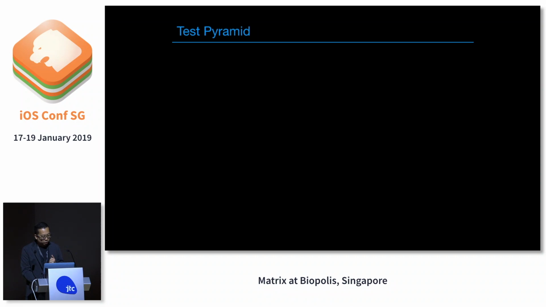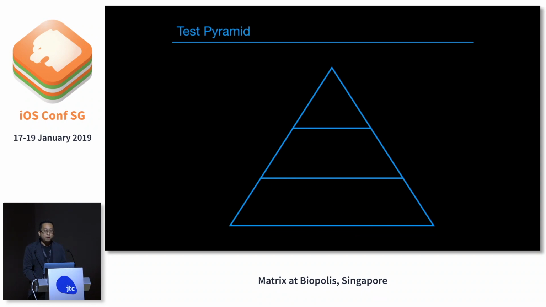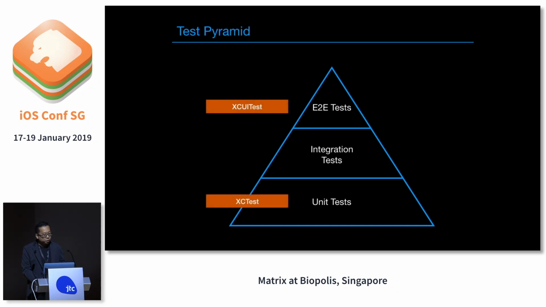Now let's take a look at iOS testing using the test pyramid. So at the top of the pyramid, we have functional UI end-to-end test. At the middle layer, we have integration test. And at the bottom of the pyramid, we have unit test. For most iOS development setup, developers will use XE test to write unit test, and XE UI test for end-to-end UI test. But we know that writing end-to-end test alone won't be able to provide us with good test coverage.